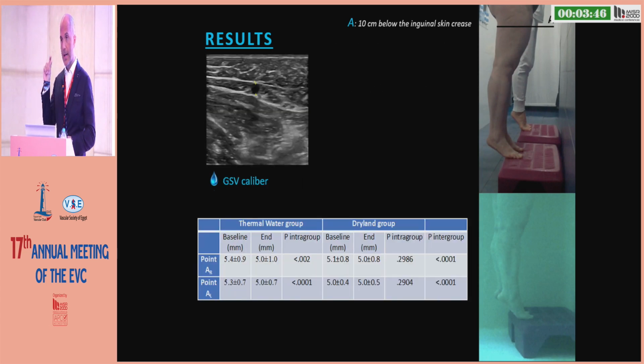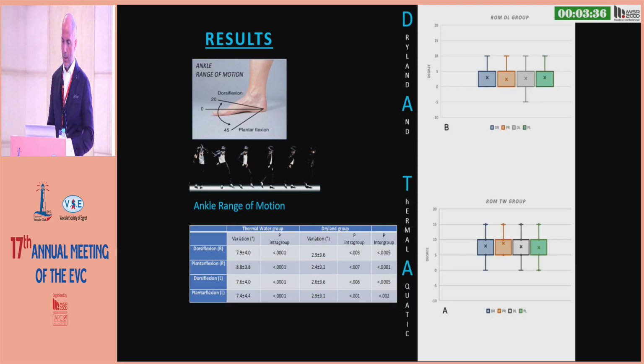If we look at the caliber of the GSV, that in my opinion has no value at all, because you should also assess all the other calibers, the GSV decreased only in the aquatic environment. And Michael Jackson again demonstrates to us that, to the contrary, the ankle range of motion improved in both groups, inside and outside the pool, but more in the aquatic group.